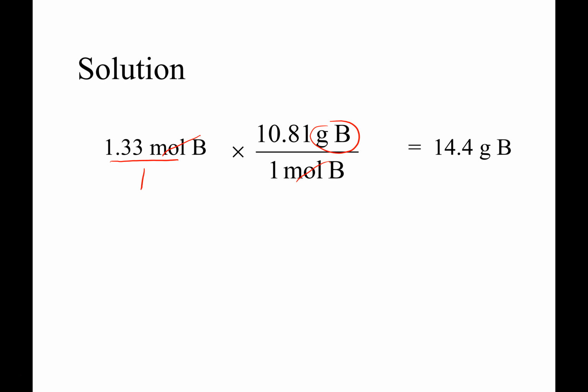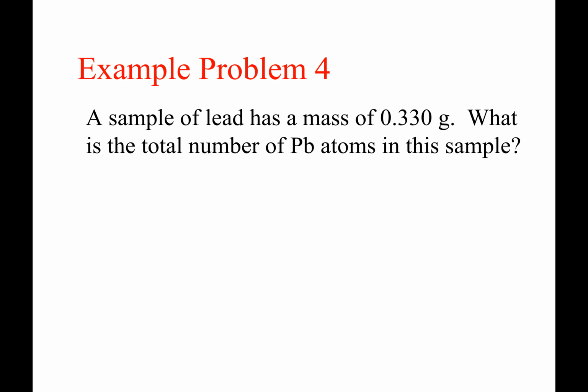14.4 grams of boron. You guys have had chemistry in high school, so I don't know if you remember, but the reason this is important is that chemical reactions don't happen like 10 grams of this and 5 grams of this. Chemical reactions happen by 2 moles of this and 3 moles of this. So we're going to have to go from grams to moles and moles to grams. All right, so let's take it up a notch.